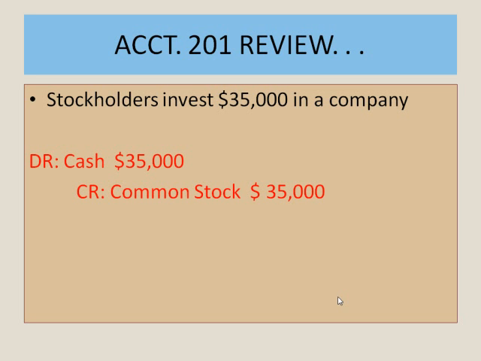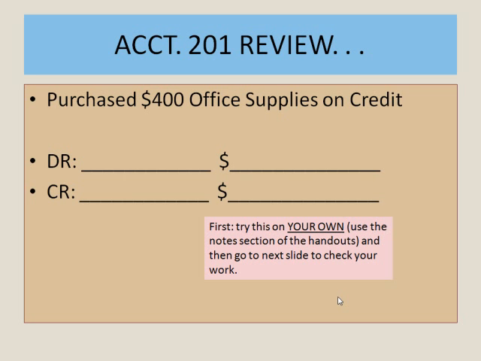How do you remember that? Assets are on the left side of the accounting equation. Liabilities and stockholders' equity are on the right side of the accounting equation. Assets are increased with a debit. Liabilities and stockholders' equity are increased with a credit. How do you remember? Credit has an R in it, and it's on the right side of the equation.